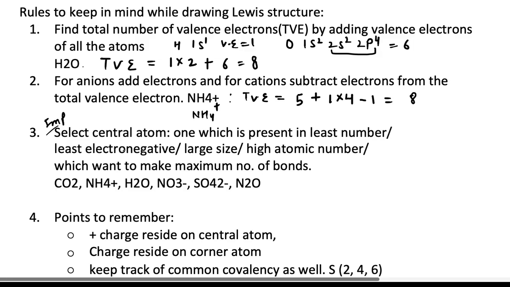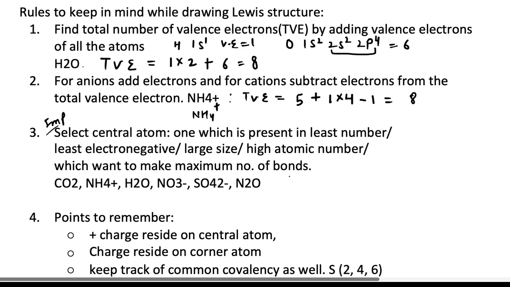So this is also very important. If you have a confusion about which one to choose, you have to look at the electronegativity. Whichever has a lesser electronegativity, that will be your central atom. Apart from that, we also look for the larger size. If the size is larger, then also it can be a central atom. High atomic number. Or another important point is which atom wants to make the maximum number of bonds.